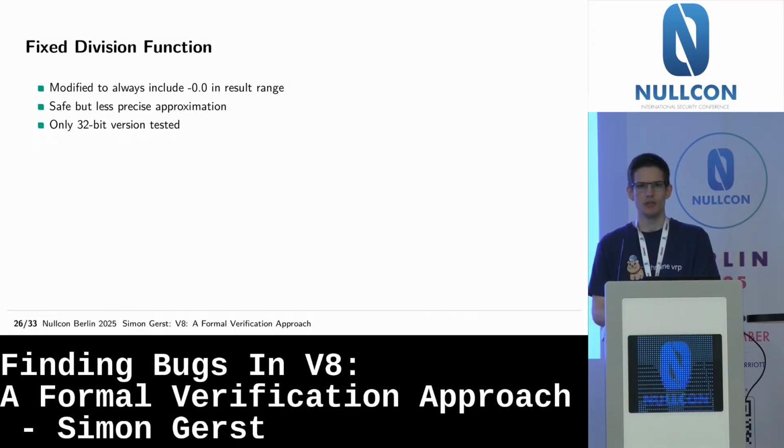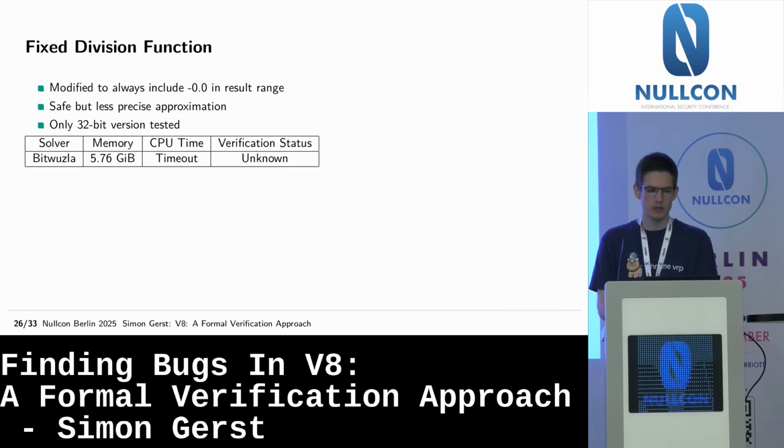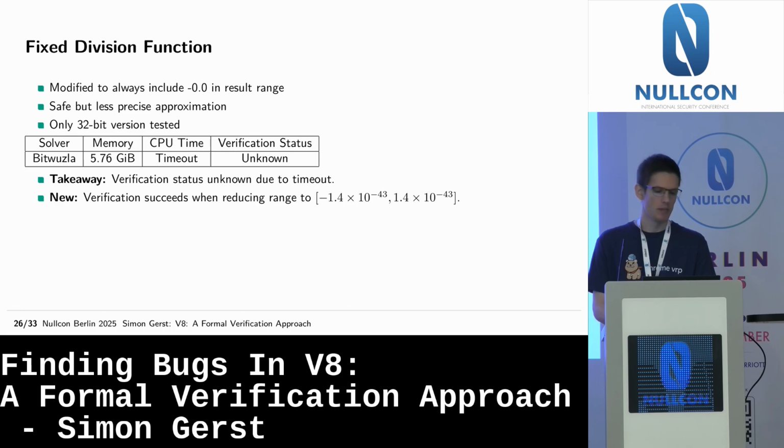And then I wanted to check whether I can verify the correctness, so I manually fixed the broken division operator and looked at the 32-bit version, but unfortunately I run into a timeout of my SMT solver, so I cannot prove that it is correct, sadly. But the verification succeeds if we don't try to verify it for the whole floating point range, but only a very, very small range. Then I can show that the range analysis is correct for the division operator.